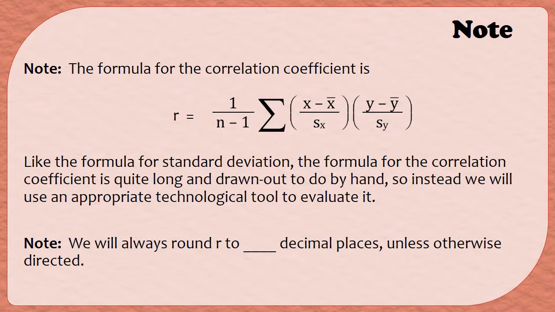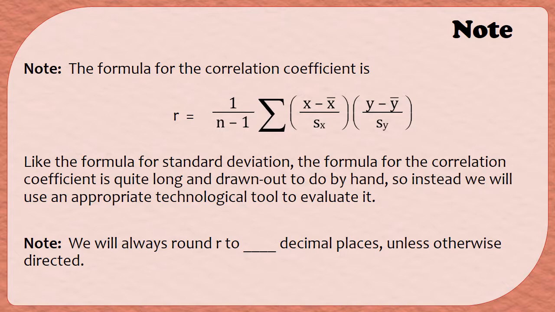So for R, if I'm going to find this by hand, I'm going to need a column for x minus x bar, as well as x minus x bar over sx. Then I'm going to need the same thing for the y's, y minus y bar, and y minus y bar over sy. And then I'm going to have to multiply those two things together. And then I'm going to have to add all of those things up to get this giant summation here. And lastly, I would divide by 1 less than the sample size.